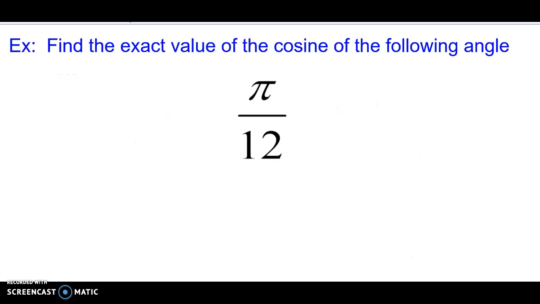Next example, we want to find the exact value of the cosine of the following angle. Okay, hint, there are 2 ways to do this. We actually did an example like this using the sum or difference identities. It's one of the 2 ways you can do it. And you could also use this as a half angle, which I'll leave it to you guys to figure out what I mean by that. So go ahead, put me on pause, and then we'll check our answers.